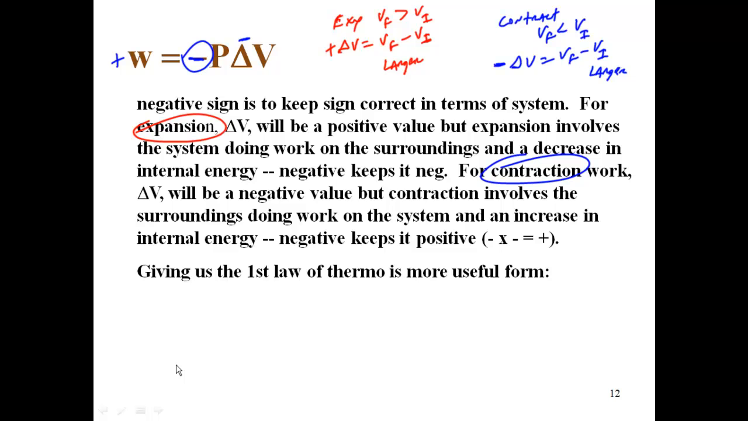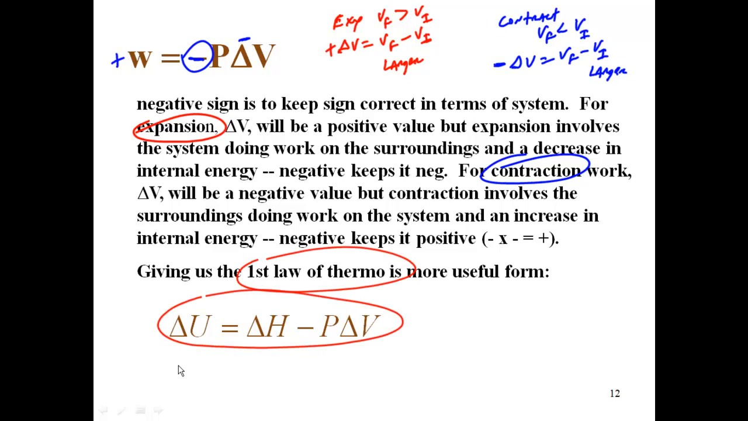Which gets us back to the first law of thermodynamics and putting it in a more useful format, which is delta U is equal to delta H. And instead of having work, now we're going to put negative P delta V, which is our first law of thermodynamics.